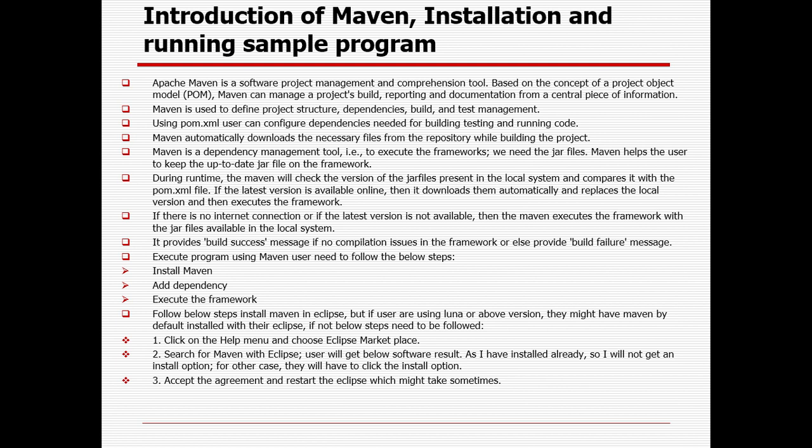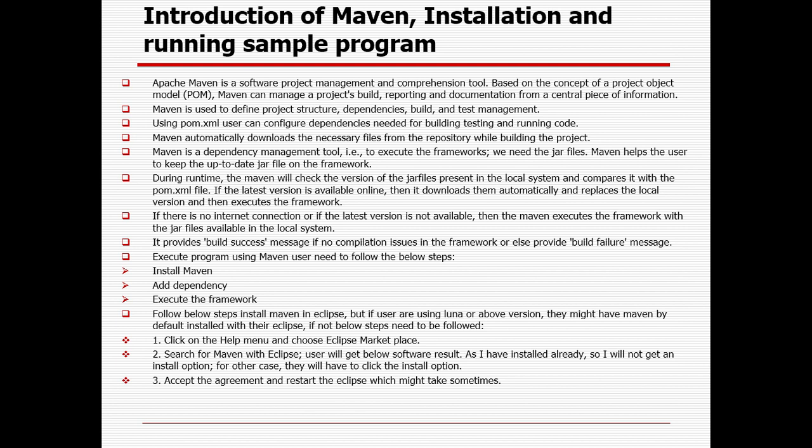If there is no internet connection or the latest version is not available, then Maven executes the framework with the jar file available in the local system. It provides a build success message if there is no compilation issue in the framework, otherwise it provides a build failure message. So how can we set up a Maven project? First we need to install Maven, then add the dependencies with the help of the pom.xml file, and then execute the framework.